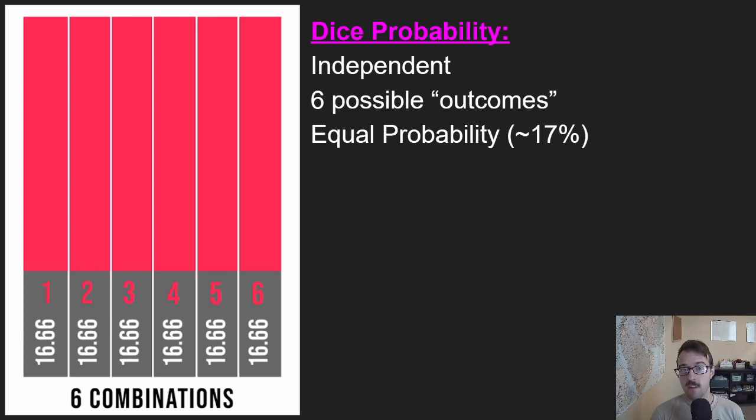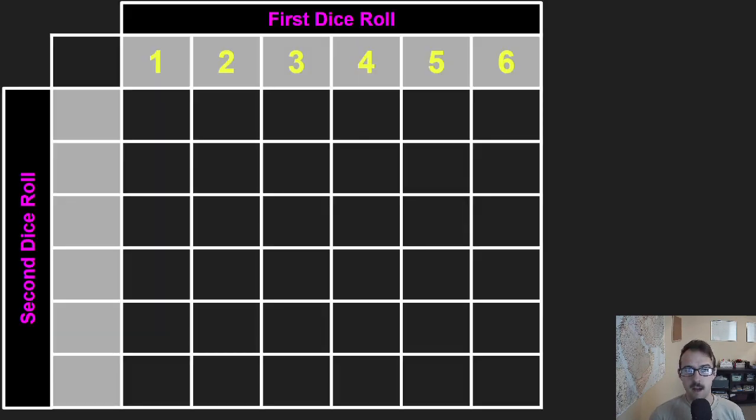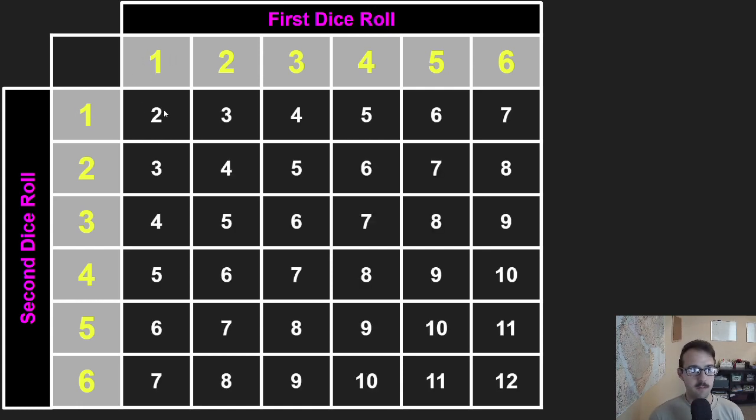However, 2d6s do not have the same probability distribution as we see with a 1d6. We can look at that with a little chart here, where on the top we have our first dice roll going from 1 to 6, and on the left we have our second dice roll, also 1 to 6. We can go through and add everything in each column and row and fill out this entire table. What you'll see is that we have 2 here, 3s, 4s, 5s. It increases along the diagonal.